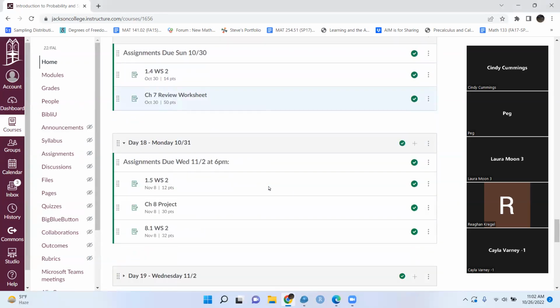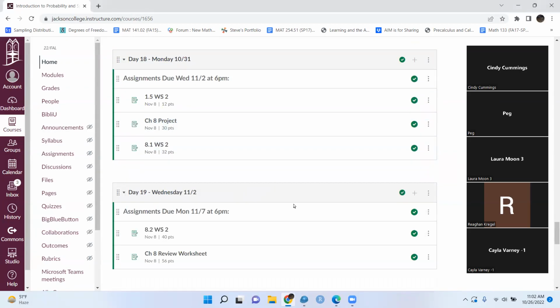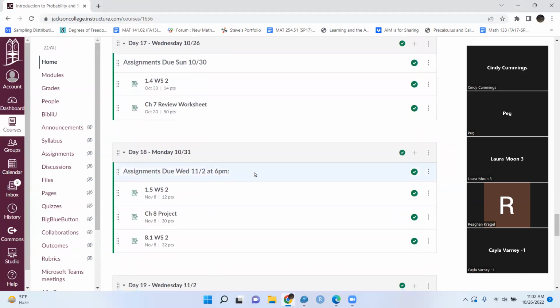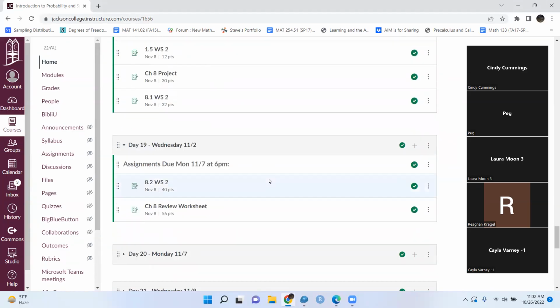So then Monday and Wednesday, oh, look at this. I've left these dates in here. I got to fix that. So Monday and Wednesday of next week, we're going to get through Chapter 8.